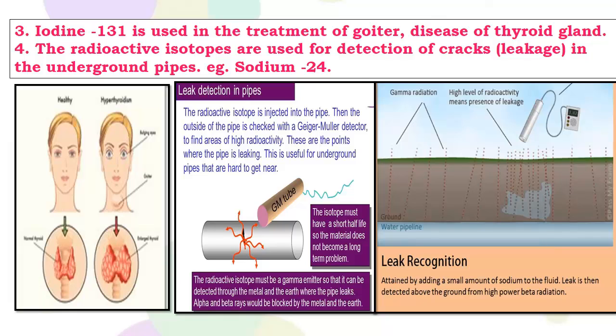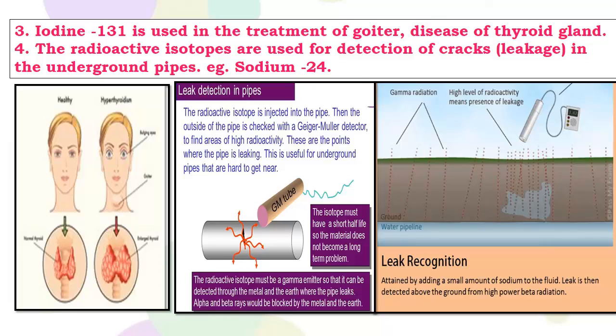Same way, sodium isotopes are used for detection of cracks in underground pipes. We know that we have many pipelines which are supplying either water or, in the case of the refinery, petroleum, diesel and everything. And we know that there are pipelines which are passing through the sea also. So here, to detect whether there is any leakage or not, because atmospheric effects are going to happen on these pipes, and many times because of leakage there is a lot of loss.